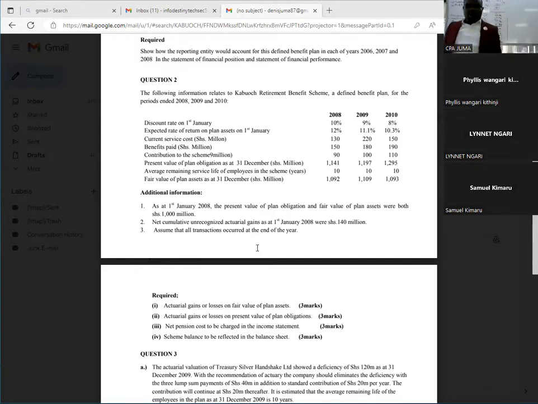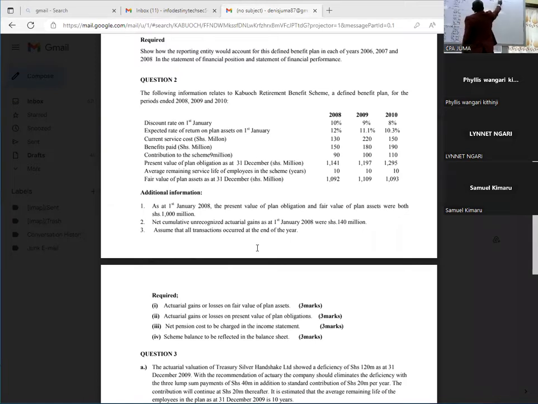So what did they want again? Net pension cost to be charged to income statement. So right there, net pension costs. Net pension costs. But even if you leave this out, there is no big difference in marks.